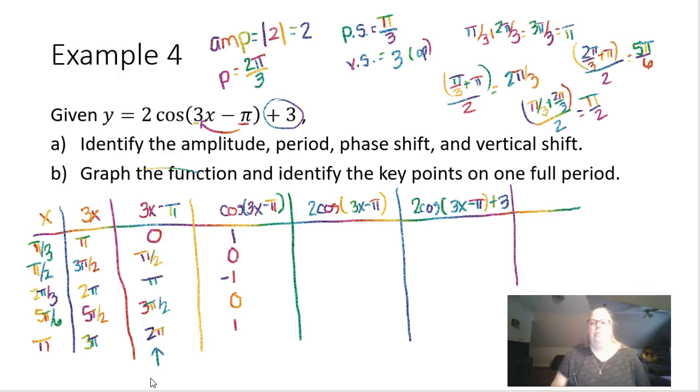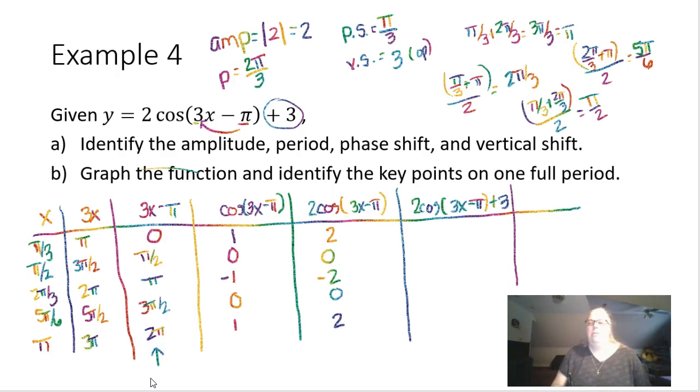In the next column, we want to multiply everything here by 2. 2 times 1 is 2. 2 times 0 is 0. 2 times -1 is -2. 2 times 0 is 0. And 2 times 1 is 2.